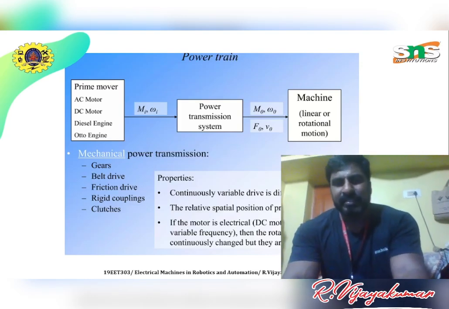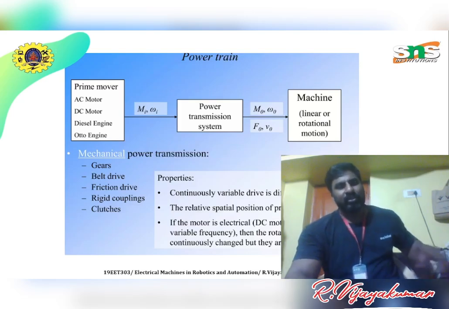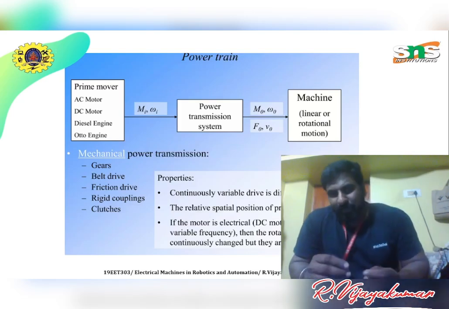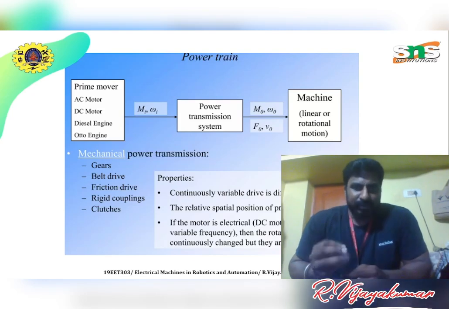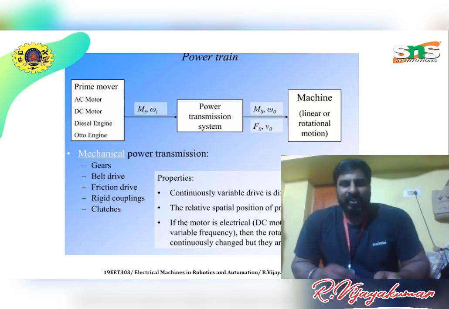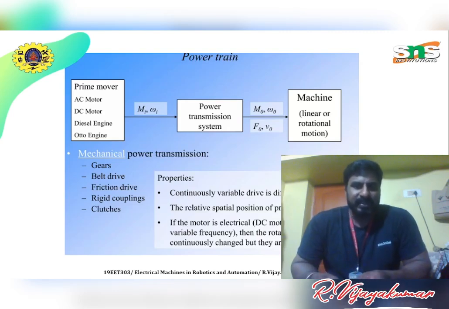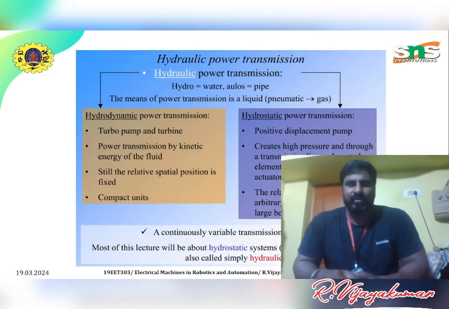So the basis is power, and then hygiene and all those things. And also the powertrain model: we are using a mechanical power transmission system. In mechanical power transmission systems, we are using a prime mover such as an AC motor, DC motor, diesel engine or petrol engine. The power transmission system gives the machine linear or rotational motion. A continuously variable drive is difficult, and the relative spatial position of the prime mover is fixed. If the motor is electrical, it will have different kinds of frequencies.